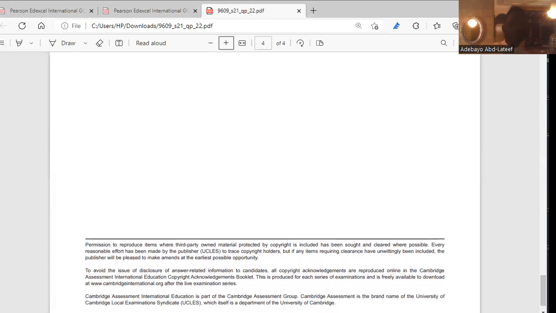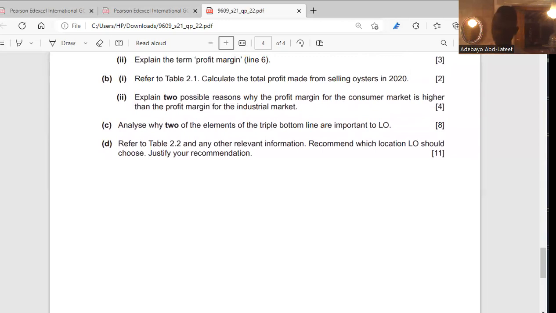Now go to: analyze why 2 of the elements of the triple bottom line are important to LO. So we're talking about TBL. TBL means you are trying to figure out the performance of your business based on social, financial, and environmental analysis. Triple bottom line aims to measure the financial, social, and environmental performance of a company. When we talk about financial, we're talking about economic also. You want to measure it based on the financial, or the social, or the environmental.